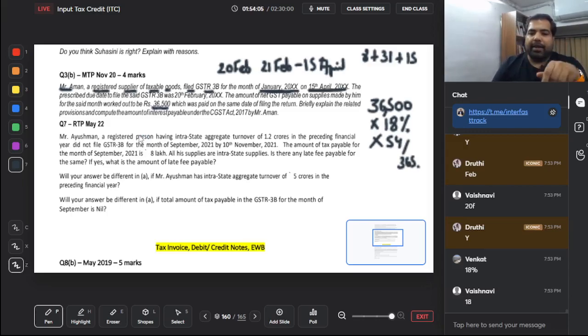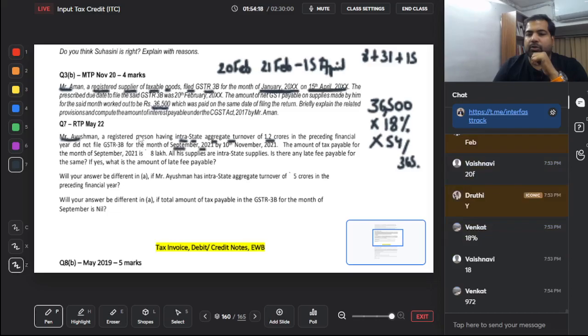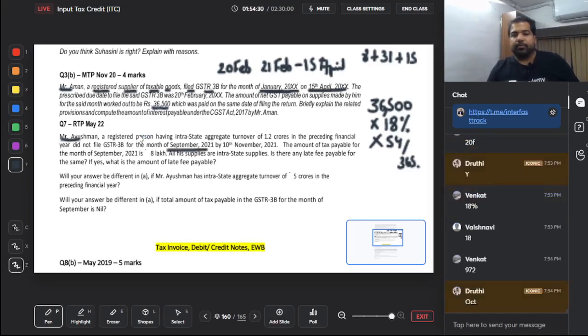Alright. Next. Mr. Ayushman, a registered person having intra-state aggregate turnover of 1.2 crores in the preceding financial year, did not file GSTR 3B for the month of September 2012 by 10th November. Guys, September return has to be filed by which date? September return has to be filed by 20th October, but he did not file it by 10th November. The amount of tax payable for the month of September is 8 lakh. All his supplies are intrastate supplies. Is there any late fee payable for the same? Yes. What is the amount of late fee?